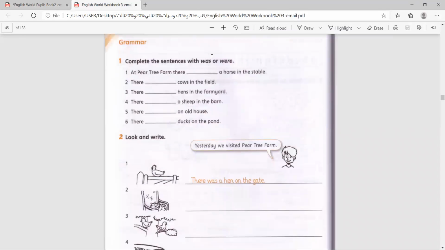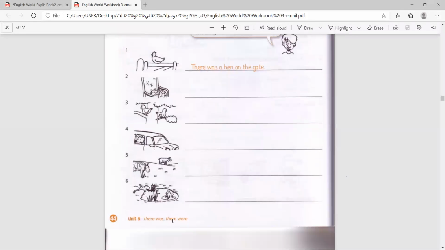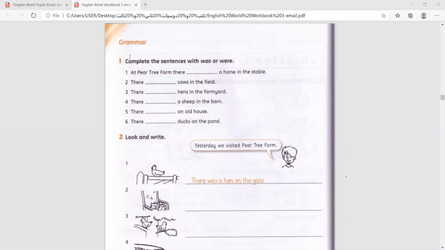Let's complete the sentences with, this is a workbook, page number 44. Now let's complete the sentences with was or were. Okay. Now, at Pear Tree Farm, there blank a horse in the stable. Horse. Only one horse. So naturally, was. There blank cows in the field. Cows, there were, because cows, plural. There blank hens, plural, so were.